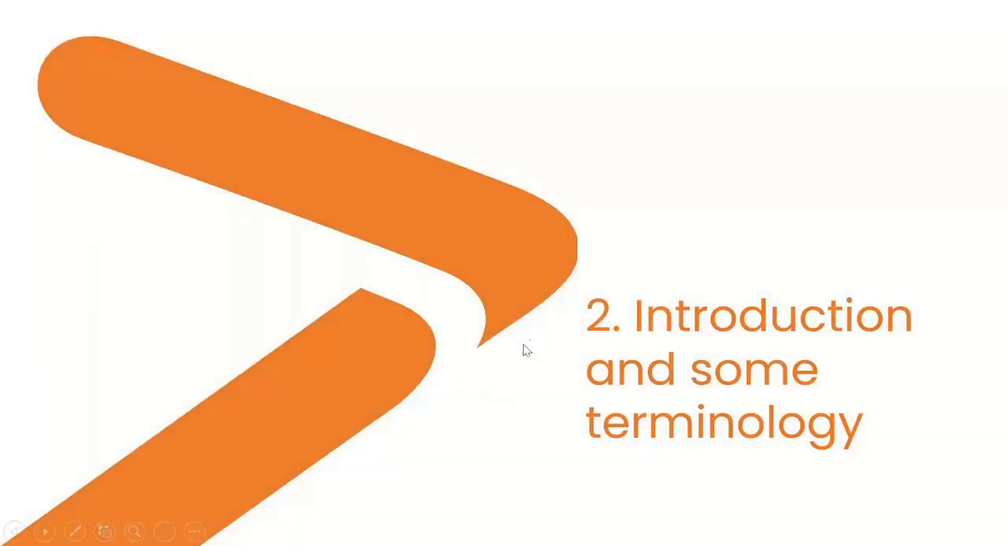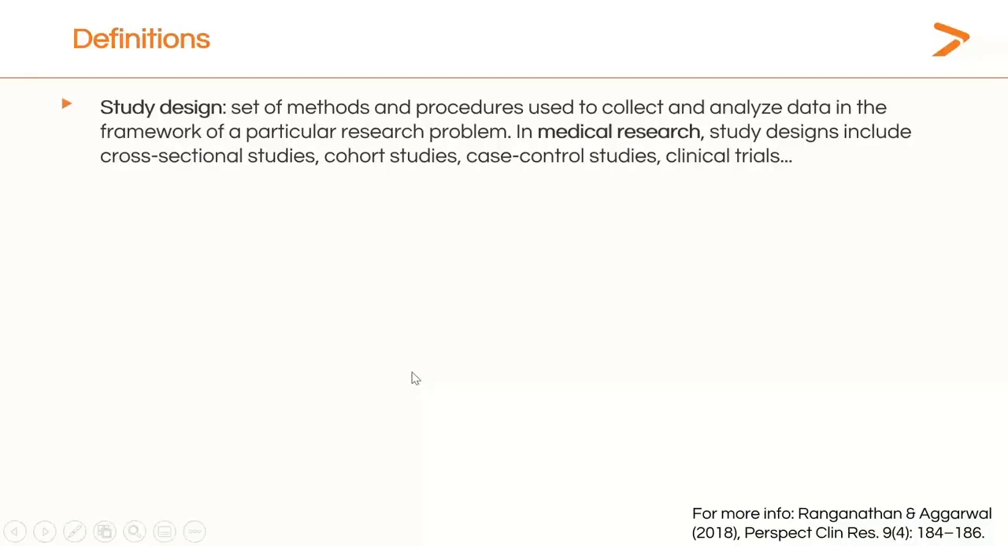Now let us get into the details of this webinar: introduction and some terminology. What is a study design first? A study design is a set of methods and procedures used to collect and analyze data in the framework of a particular research problem. In medical research, study designs include very famous designs, maybe you already heard of them: cross-sectional studies, cohort studies, case control studies, clinical trials, and more. I have included in this PDF an appendix which describes quickly each of these study designs, if you're ever interested in getting more into the details of these designs.